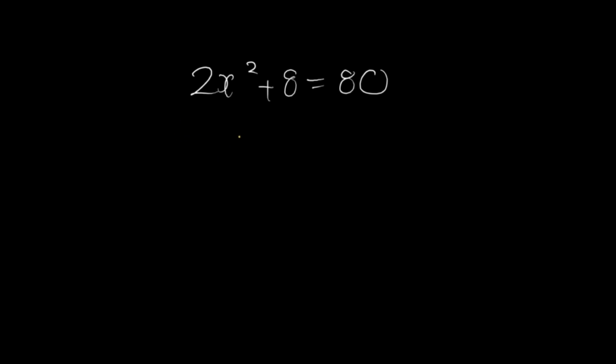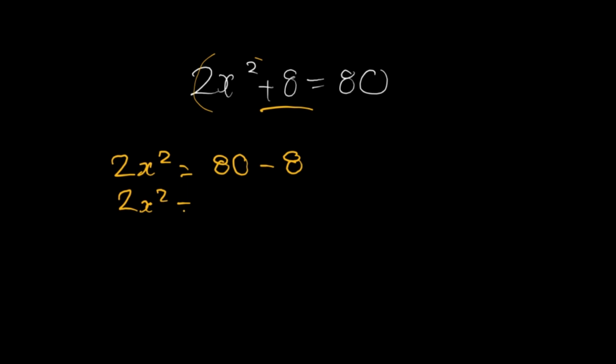Last but not least, indices. 2x squared plus 8 equals 80. First of all, we put the 8 on the other side to keep this on one side by itself. So 2x squared equals 80 minus 8. Put it on the other side, the sign changes to the opposite, which is negative. Positive to negative.